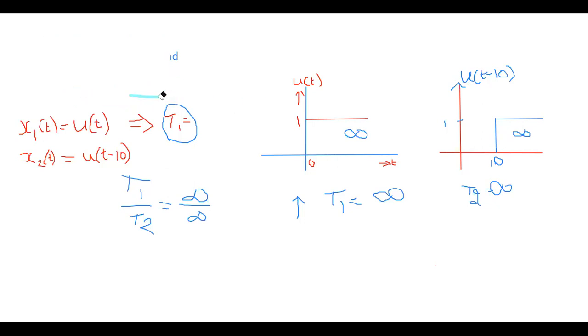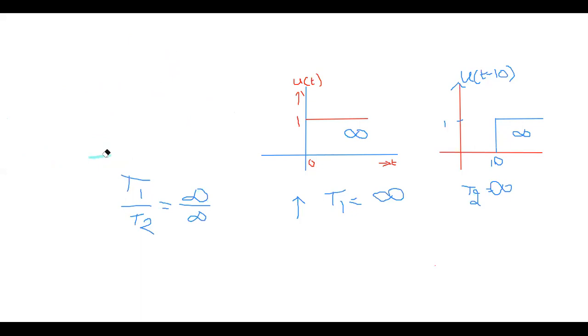Everyone, please respond. Do you understand what I'm saying and how I am going to determine the fundamental time period for the continuous time signal if it is a combination of two signals? Okay.